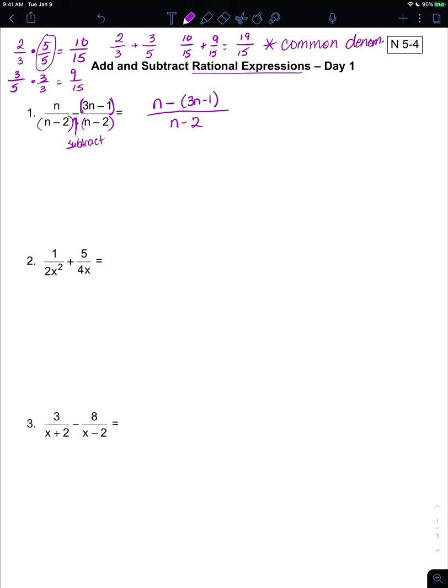Well, remember, if you're subtracting a binomial, if you've got that minus sign in front of a binomial, then you've got to distribute that to everything inside there. So it's n minus 3n, and then that changes that to a plus 1 all over that n minus 2. And then all you're going to do is combine like terms. So n minus 3n leaves us with negative 2n plus the 1 all over the n minus 2. And there is your final answer.